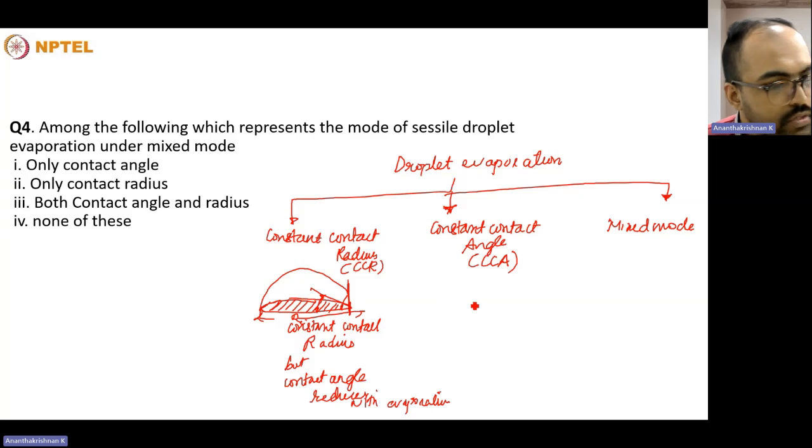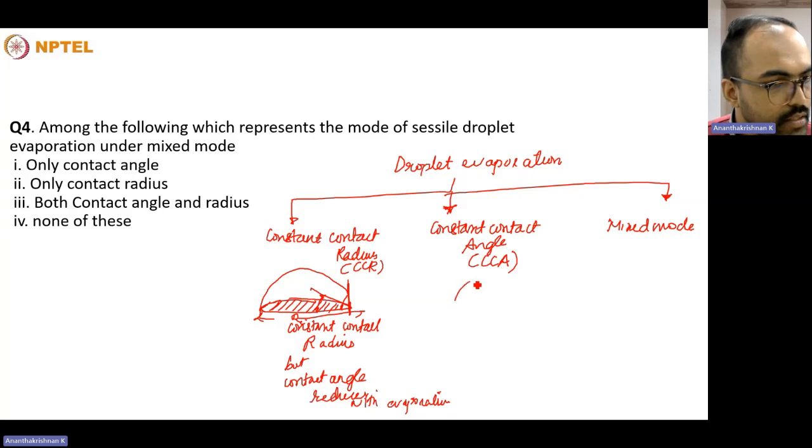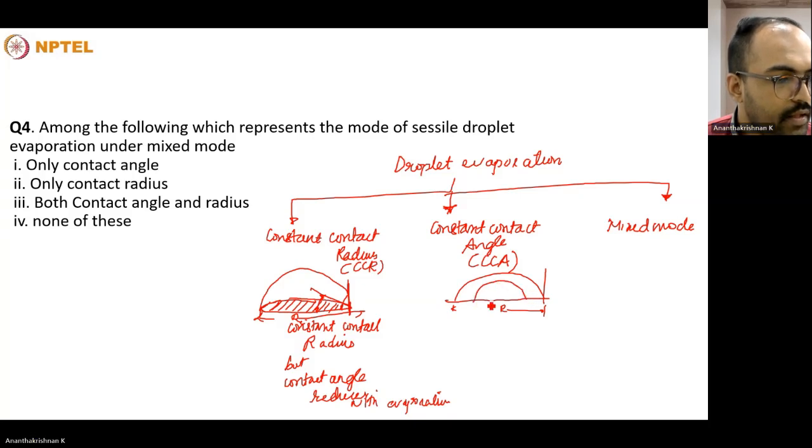Second one is constant contact angle. In that case, in order to maintain the same contact angle, the contact radius keeps on reducing. Just like the first case, this would have been the original contact radius, and this is the contact angle. In order to maintain the same contact angle with evaporation, the contact radius keeps on reducing. So this is the final.